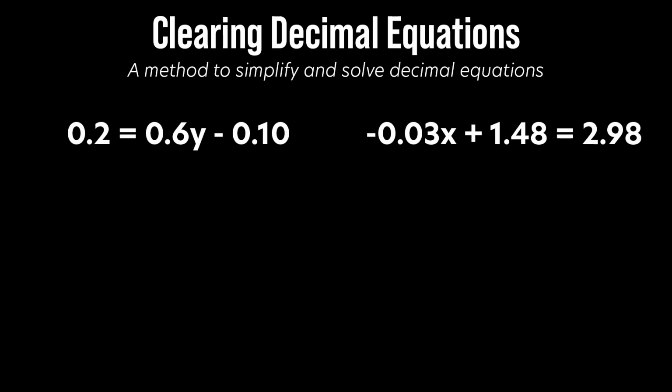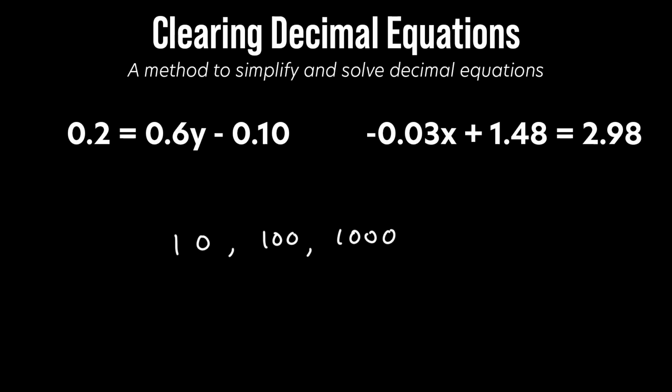Today, we're going to learn about clearing decimal equations. This is a method to simplify and solve decimal equations. So the basic premise of this idea is that we can simplify expressions such as these by multiplying both the left and the right hand side by a factor of 10, so 10 or 100 or 1,000, and this will make the equation a lot easier to read and understand.